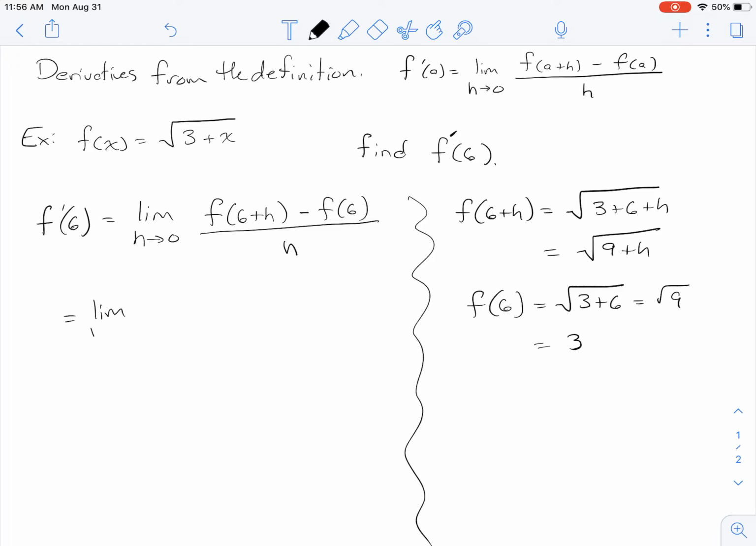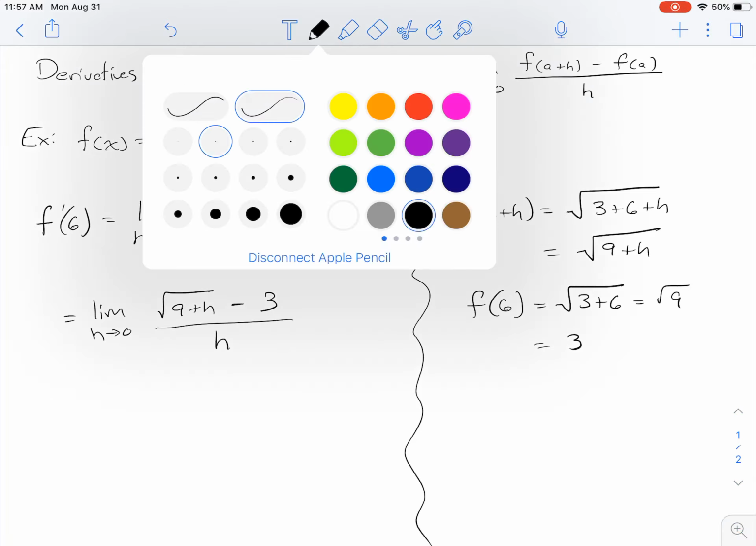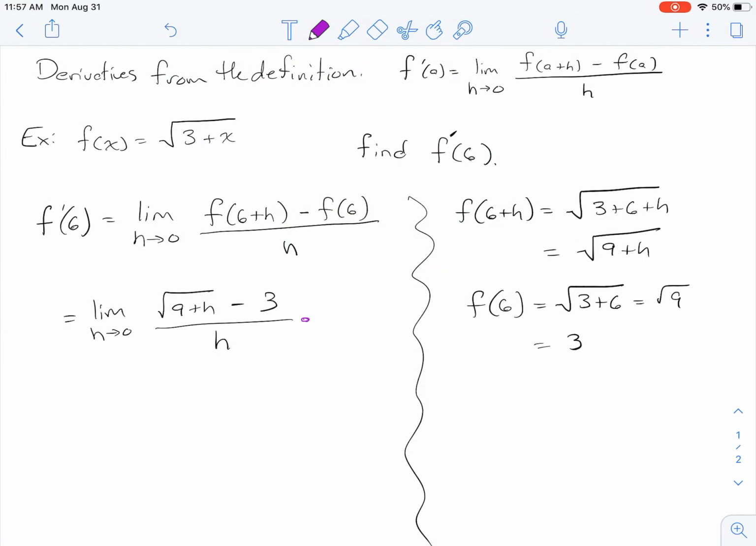So we've got the limit as h goes to 0 of f of 6 plus h, which gets replaced with the square root of 9 plus h, minus f of 6, which gets replaced with just 3. And we get this. Notice if you plug in 0 for h, you're going to get 0 on top and bottom. So we need to simplify this by multiplying the top and bottom by the square root of 9 plus h plus 3.